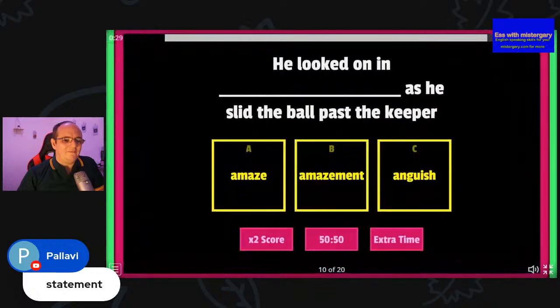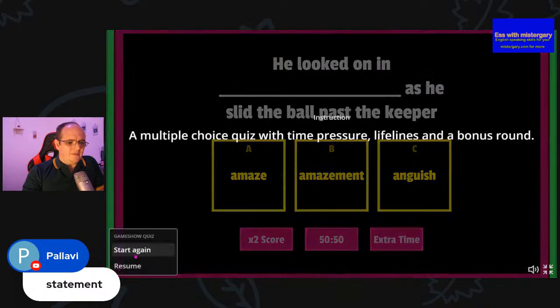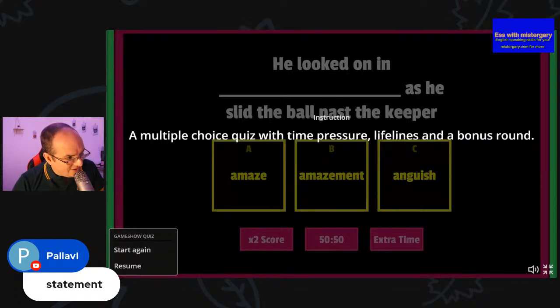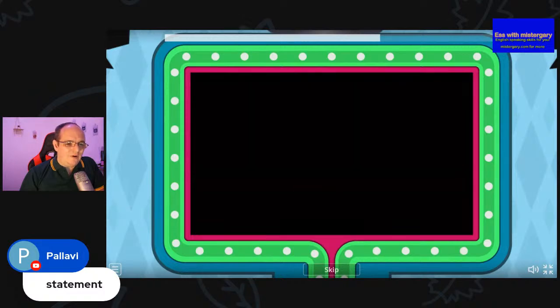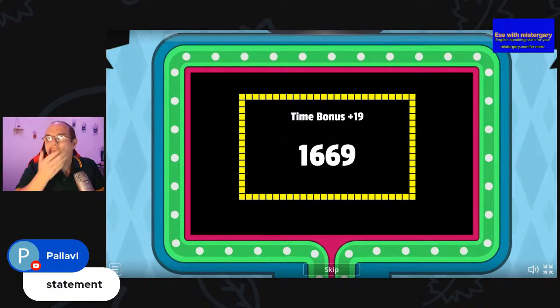Let's have a look at this one. He looked on in blah blah blah as he slid the ball past the keeper. All right. Is it amaze? Is it amazement or is it anguish? I mean, the clue is in the thumbnail, isn't it? You should all get the answers to this, because we're always talking about ment. So any word that has ment in it, that's going to be the answer, isn't it, chat? Amazement. Yes, you can look on in amazement. When you're really surprised by something, I suppose. You're just like, what?